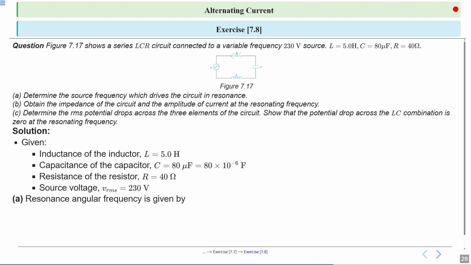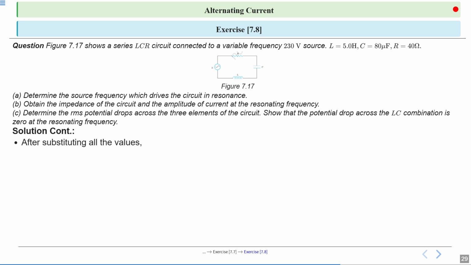The resonance angular frequency is given as omega naught equal to 1 by root LC. This is the expression for resonance angular frequency, and it is in accordance with NCERT equation 7.28. So we will calculate omega naught first, then we will calculate nu naught. You have to calculate the source frequency, not the source angular frequency. So firstly we will calculate the angular frequency omega naught, then we will calculate nu naught.